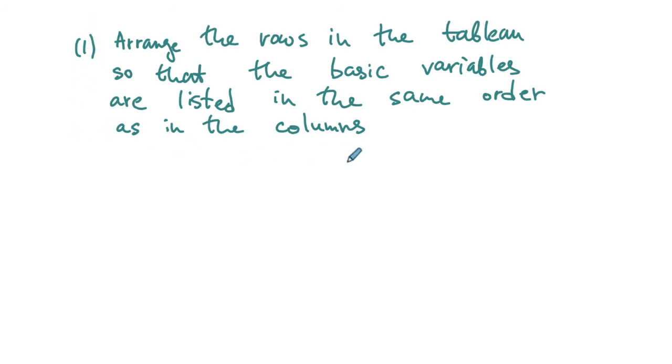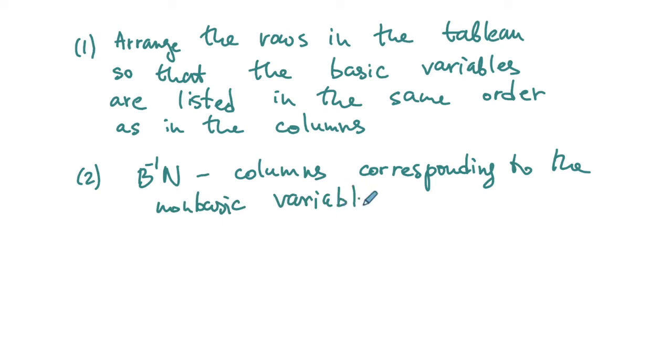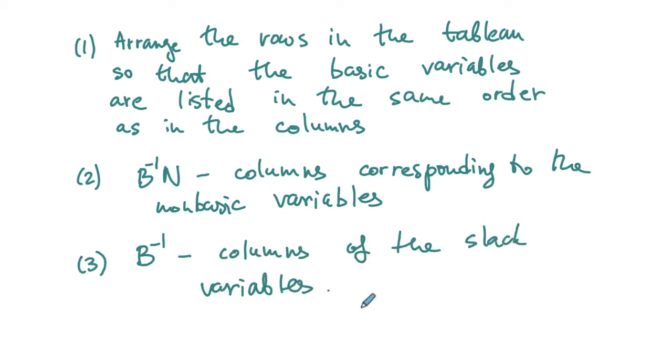And then once you've done this, second, depending on what case you are analyzing: when we are analyzing the change in the objective variable coefficient, then we typically need to extract B inverse times N. This will be the columns of your tableau corresponding to the non-basic variables. And if you need to extract B inverse, which we typically need for analysis of the cases when we change the right-hand side, then this corresponds to the columns of the slack variables. So this is all I wanted to say regarding extracting the matrices that we need in sensitivity analysis.